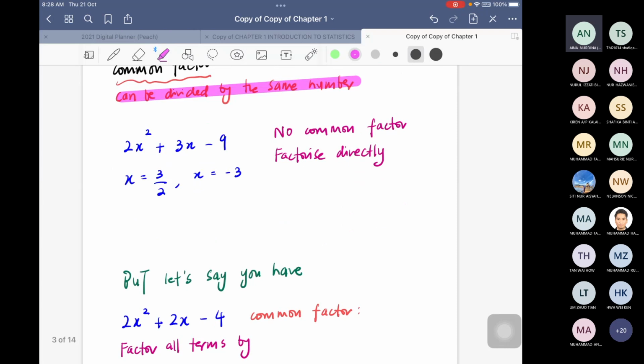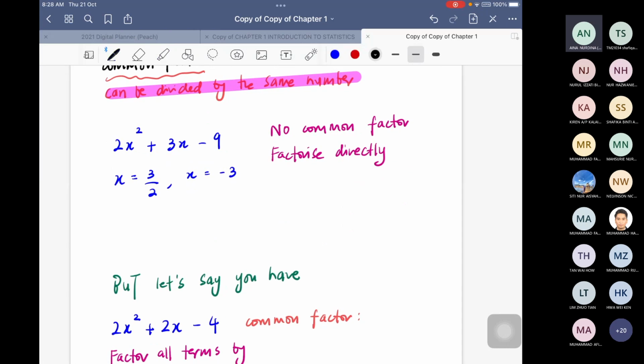So let me show you two examples. First example, I have this expression, 2x square tambah 3x tolak 9. So I check my coefficient. Here the coefficients I have are 2, 3 dan juga negative 9. But the thing about them is that, dia tak ada nombor yang sama yang I boleh bagi. Contohnya, kalau bagi 2, 3 tak boleh nak bagi dengan 2. But if I want to divide by 3, 2 tak boleh nak bahagi dengan 3. So therefore, there is no common factor.